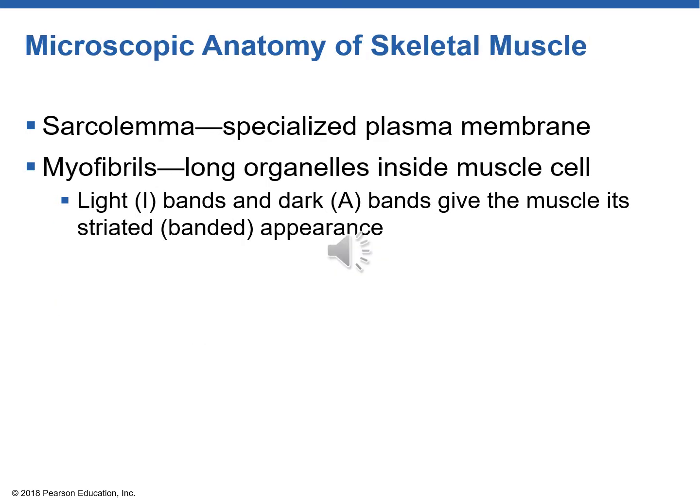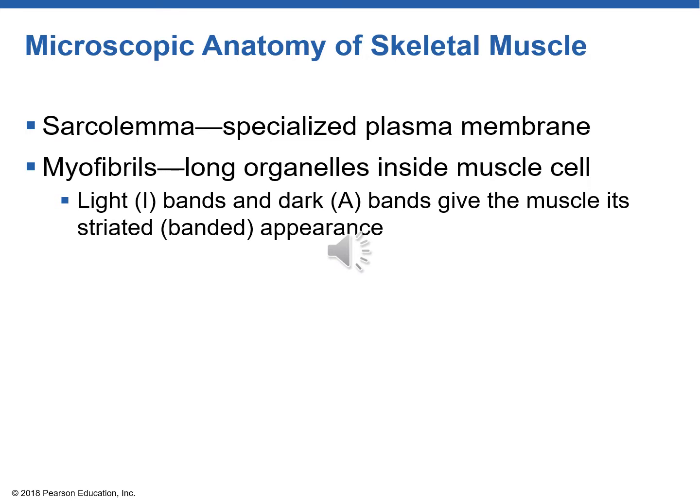The muscle cells have a special cell membrane called sarcolemma. The reason why we're chatting about this is because we're going to learn about how the nervous system has a nerve that comes down to and almost touching the sarcolemma, or the cell membrane of the muscle cell.